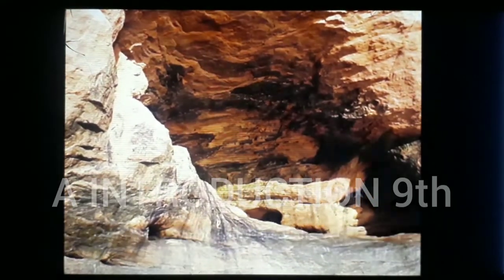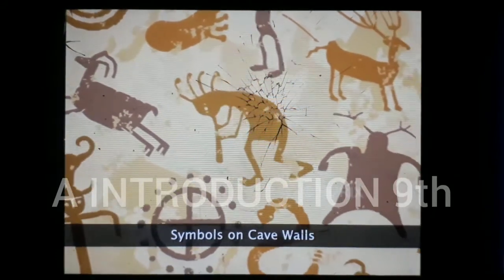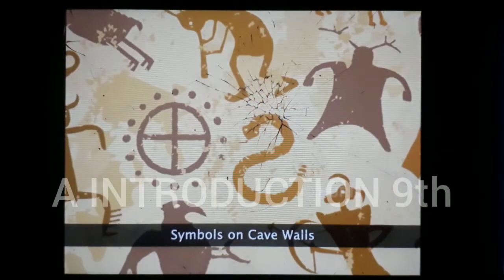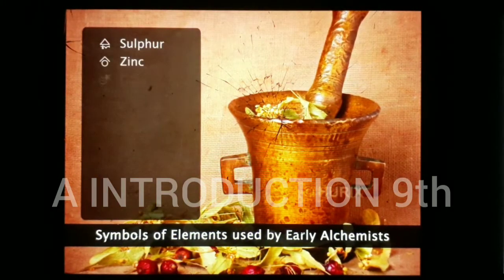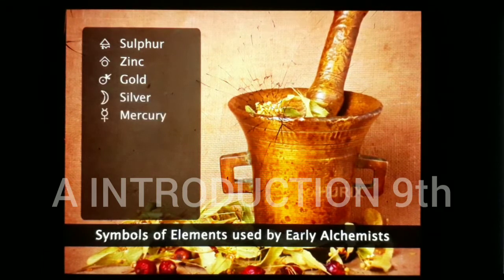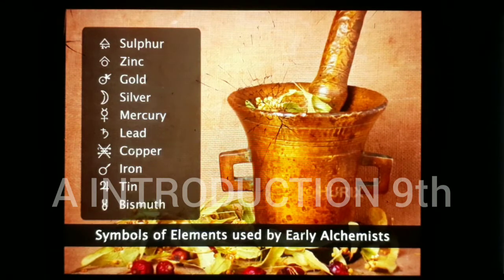Many ancient caves have signs and symbols on their walls that may represent substances or animals or emotions. Early alchemists represented sulfur, zinc, gold, silver, mercury, lead, copper, iron, tin, and bismuth, as shown here.